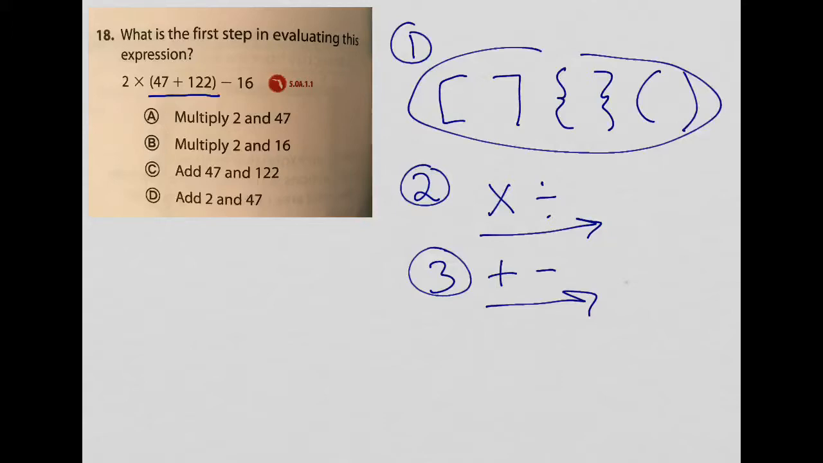Let's see my answer choices. Multiply 2 and 47. No, I have 47 plus 122. Multiply 2 and 16. Nope, that's not in my parentheses either. I'm looking for 47 plus 122. C, add 47 and 122. Well, I've been saying plus, but plus and add are the same thing, so C should be my answer. Right now, I'm liking C. Let's see what D says. Add 2 and 47. Nope, I am not adding 2 and 47 inside those parentheses, so that's gone. And my correct answer is C, adding 47 plus 122.